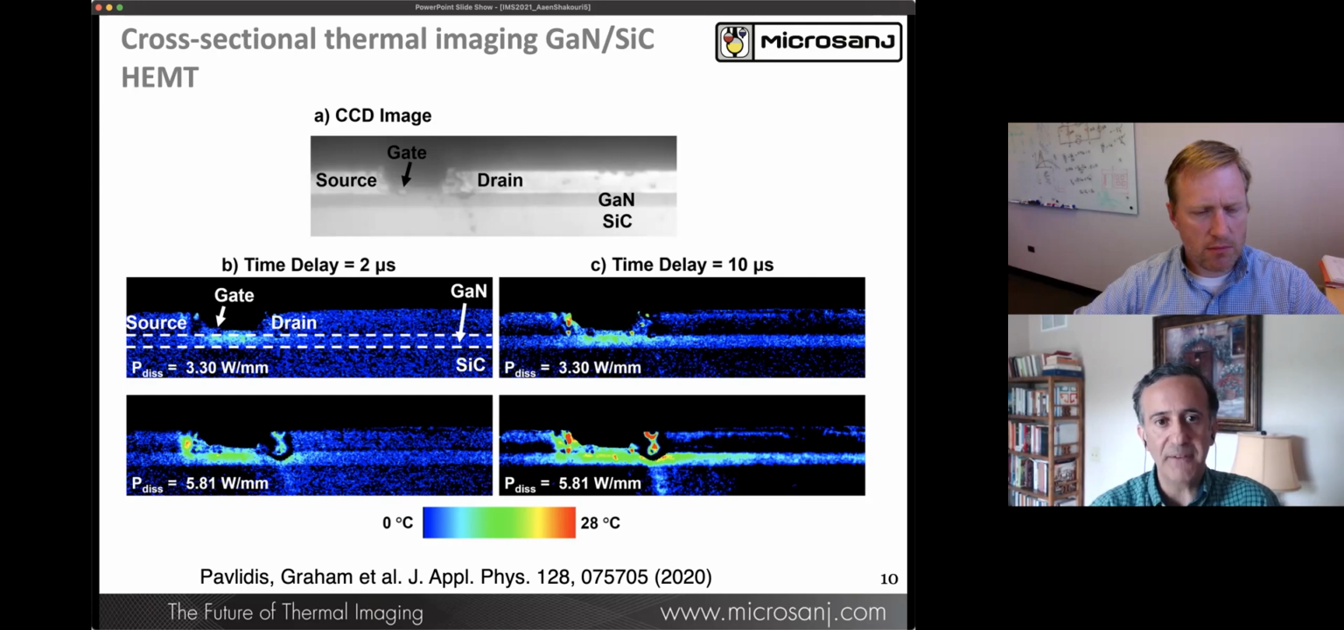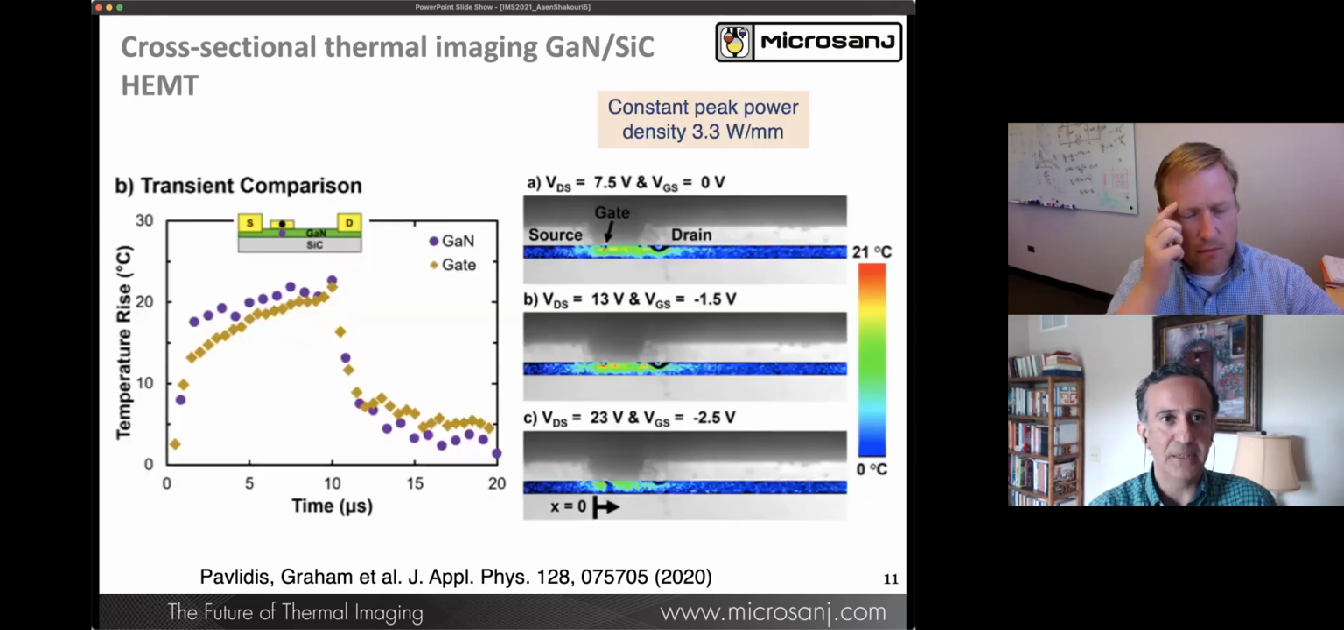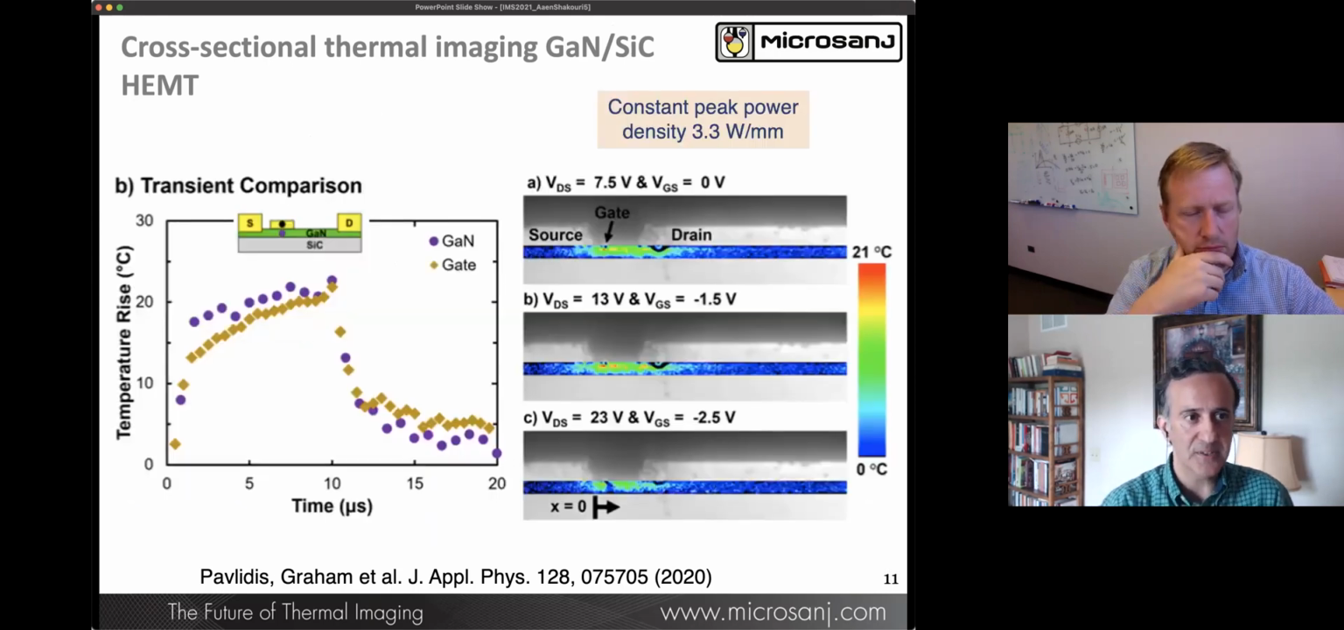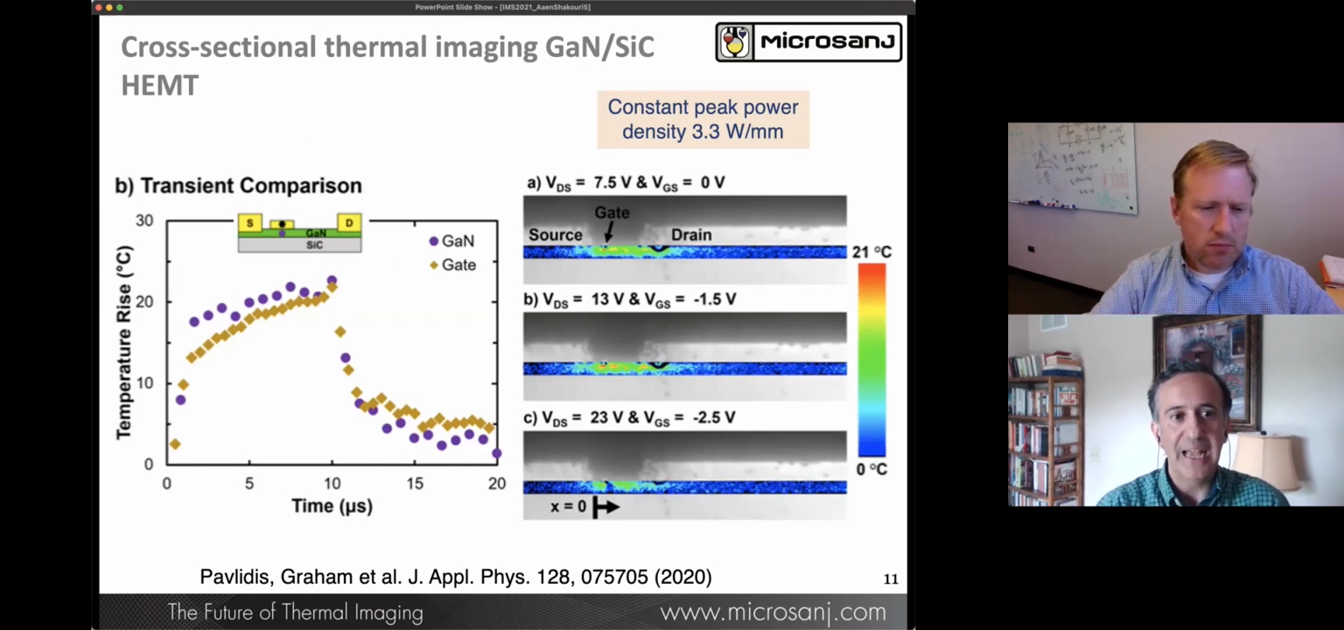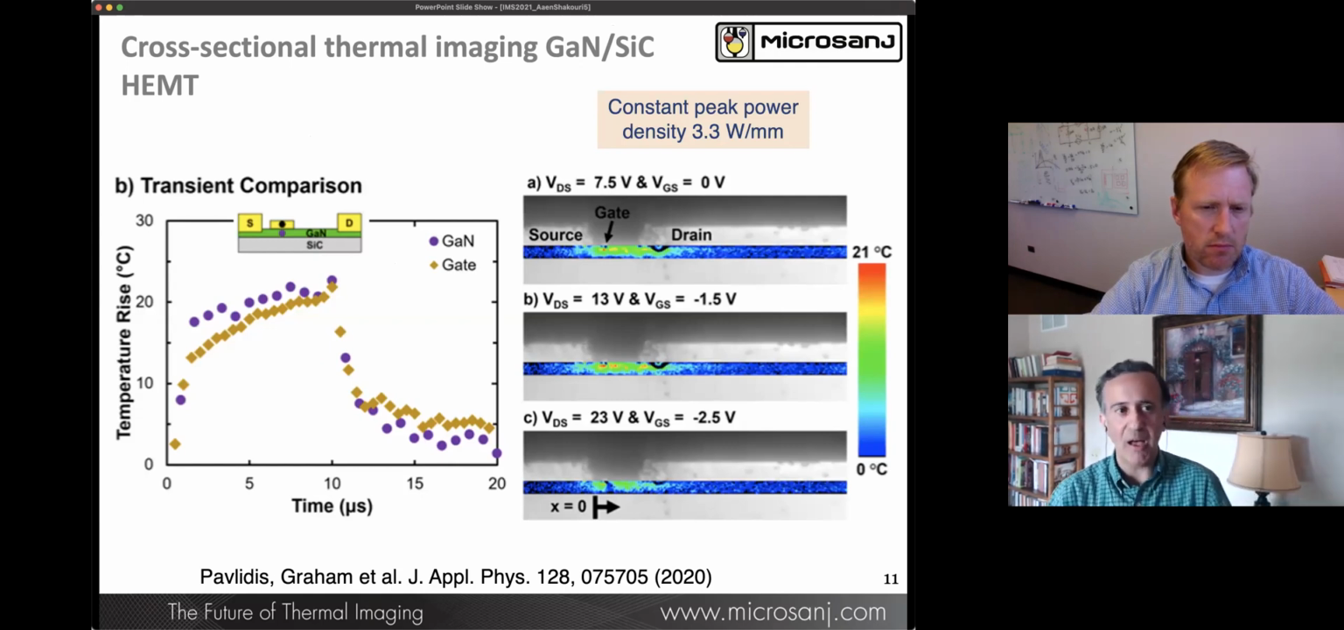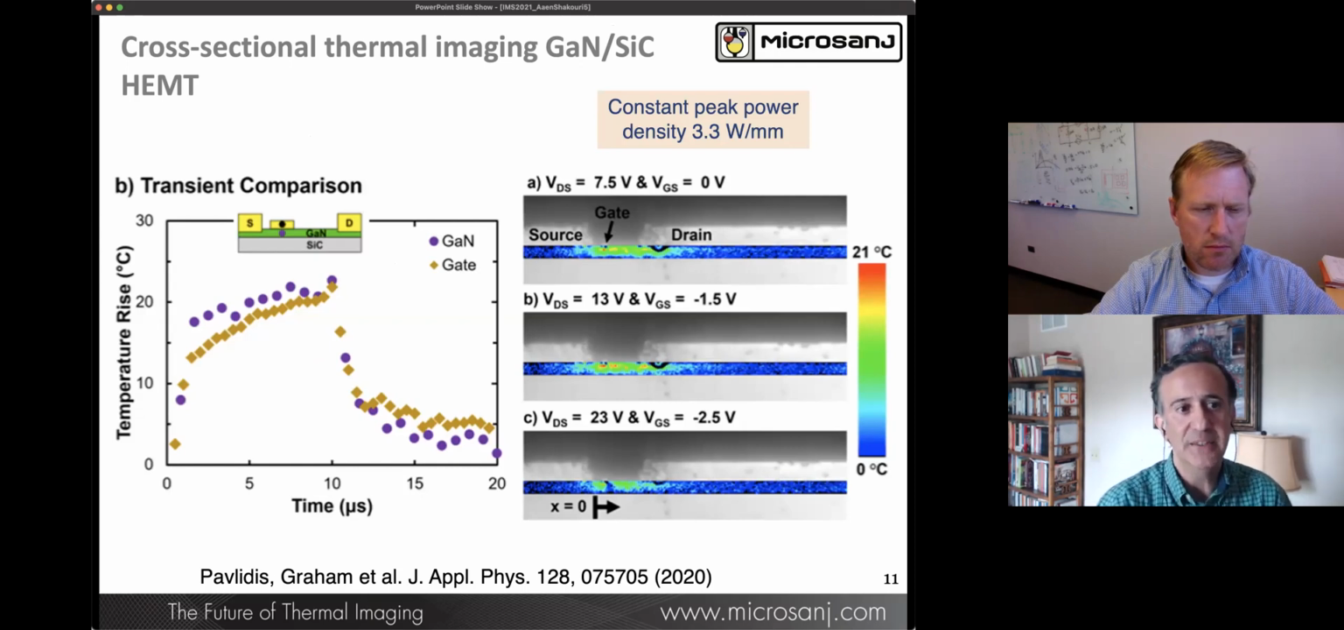In the next view graph, what the group has done is look at the impact of what happens in different layers. First of all, on the left-hand side, you see the transient temperature at 2 locations, the gate and the gallium nitride. And this is important because all top measurements always measure the gate.